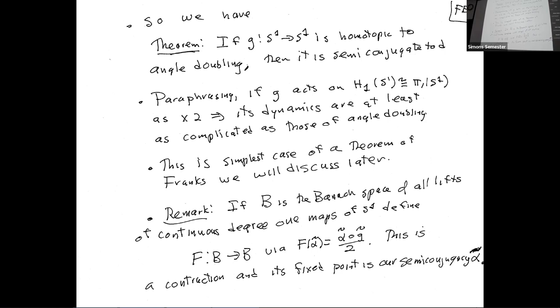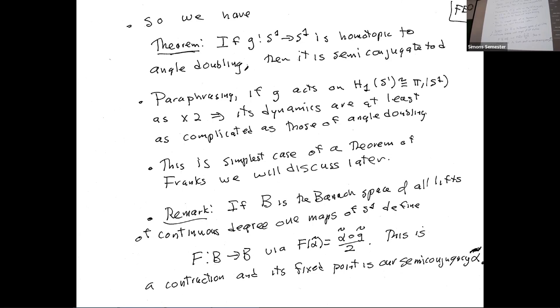This is a theorem, which we just proved: if we're homotopic to angle doubling, then we're semi-conjugate to it. It's an extension of it. If we want to be algebraic here, if the action on first homology or the fundamental group is multiplying by 2, then the dynamics is at least as complicated as angle doubling, which has all those properties, okay? This is a baby case of a theorem of Franks, which I'll spend a lot of time on next week. There are other ways to prove it, closer to the way Franks did it.